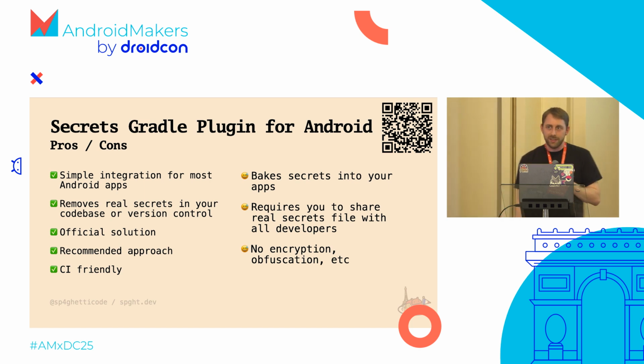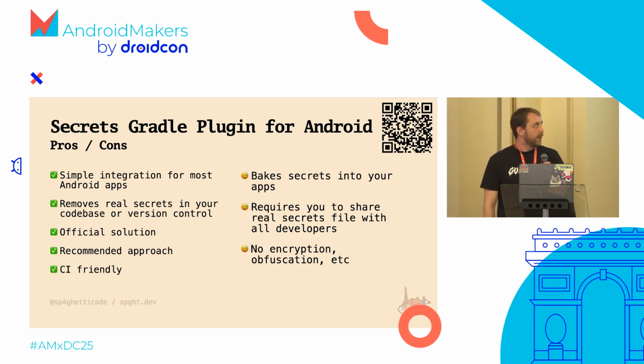The first one being this still bakes secrets into your apps, which we'll talk about in a bit. It also requires you to share your real secrets file with all developers. So, yeah, you can't compile the app unless you've got the real secrets file, which means that you have to store the real secrets file, and it's a chicken and egg problem. Where are you storing that, right? There's also no encryption, obfuscation, etc. So whatever secrets you use are the ones that are bundled into the application.